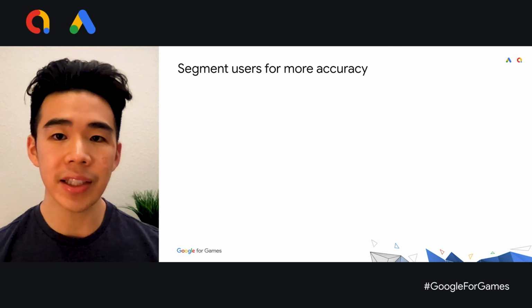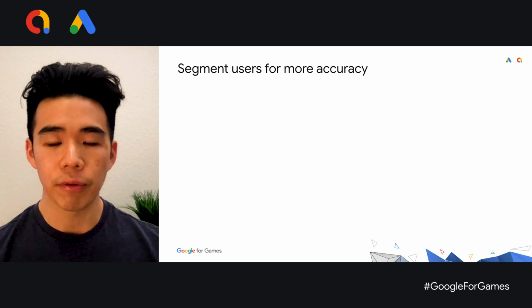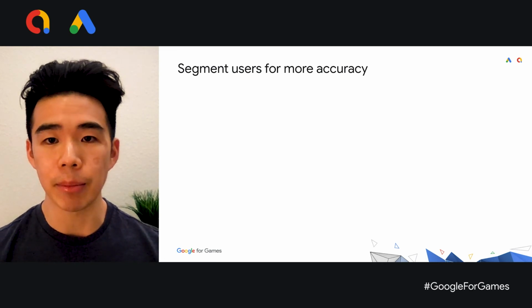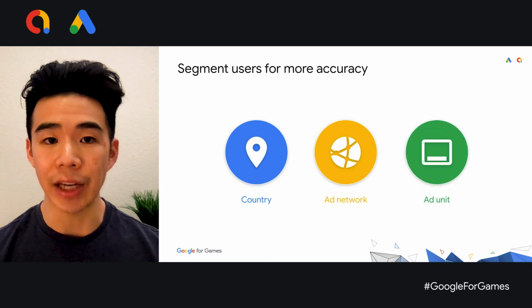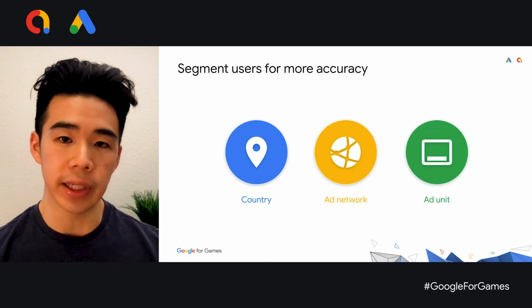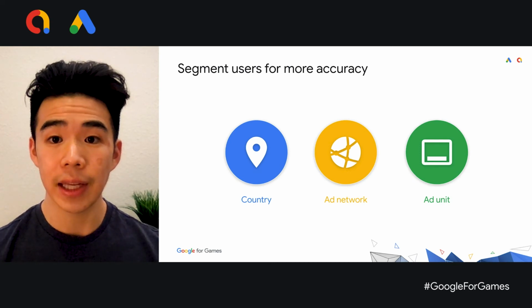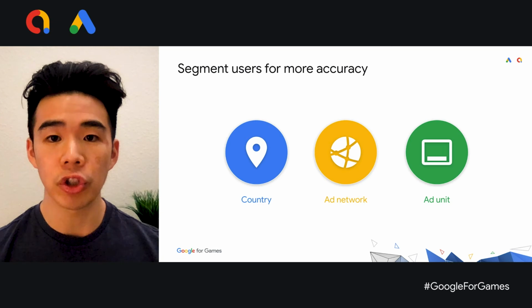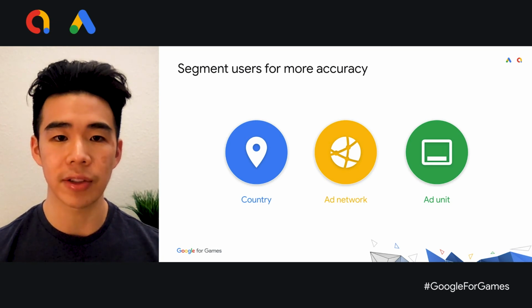You can then take this a step further by using more granular segments of your revenue data. For instance, we know that eCPMs differ from country to country, ad network to ad network, and ad unit to ad unit. For example, you might see that your eCPM is $20 in the US, but only $10 in France. This would mean that on average, an impression in the US is worth twice as much as an impression in France.